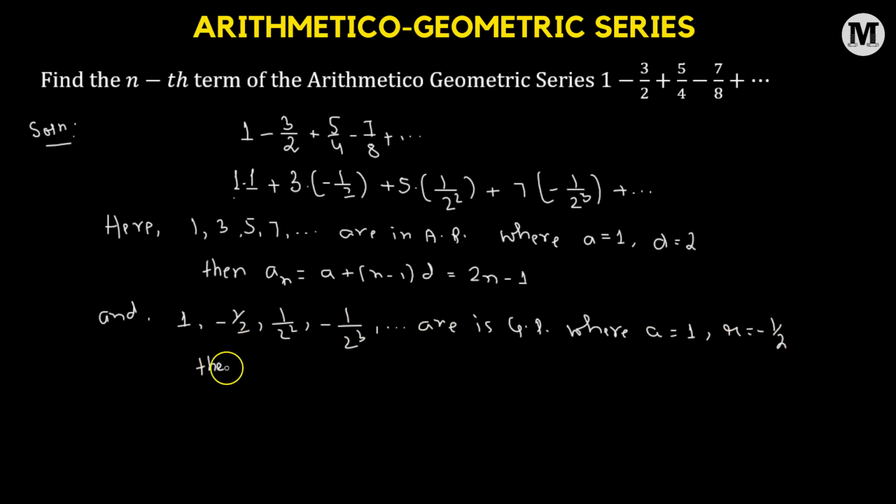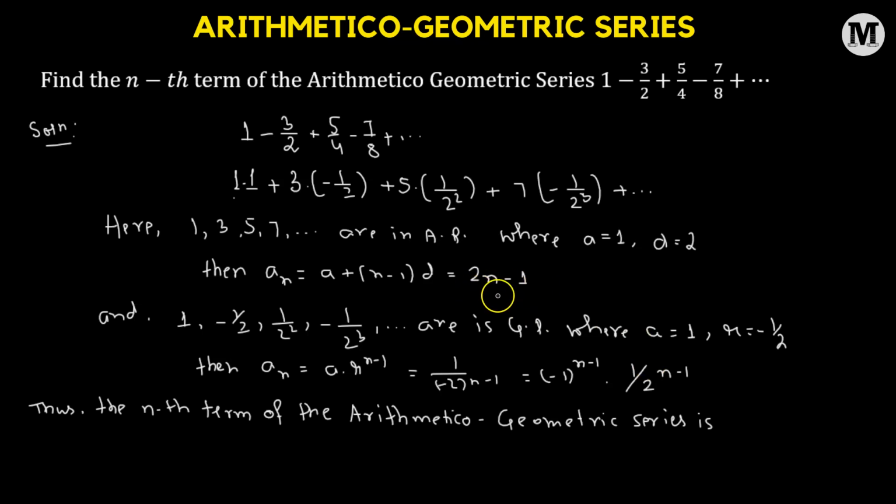Now we can define its nth term. The nth term is given by the formula a times r raised to the power of n minus 1. In our case, we get 1 over -2 raised to the power of n minus 1. However, we can pull out the negative sign, so that gives us -1 raised to the power of n minus 1 multiplied by 1 over 2 raised to the power of n minus 1. So that's the nth term of the geometric sequence. Now that we have the nth term of both the arithmetic sequence as well as the geometric sequence, we are ready to find the nth term of the arithmetico-geometric series.